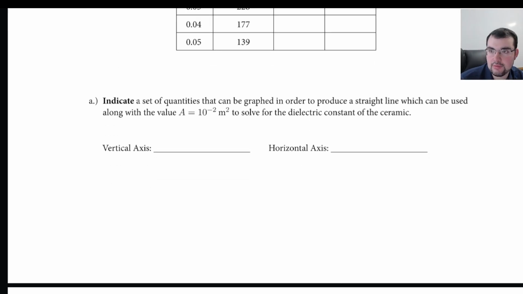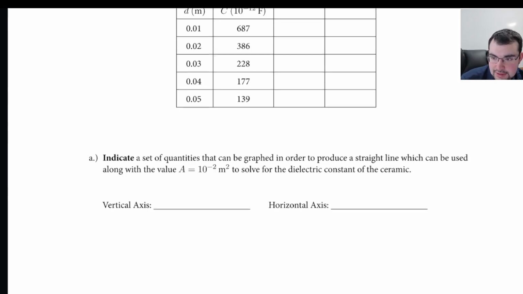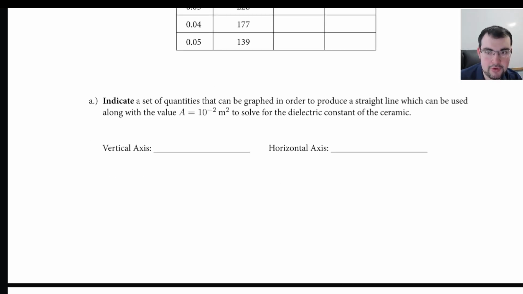So we see that our variables are D and C. Well, of course, we do have a formula that relates capacitance and plate separation, right? Capacitance is kappa epsilon naught A divided by D.